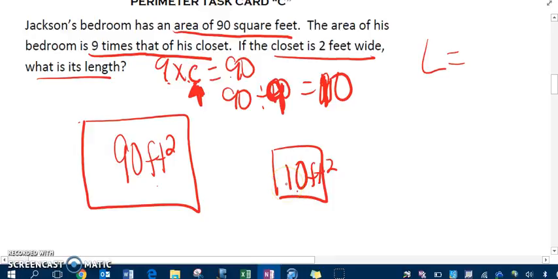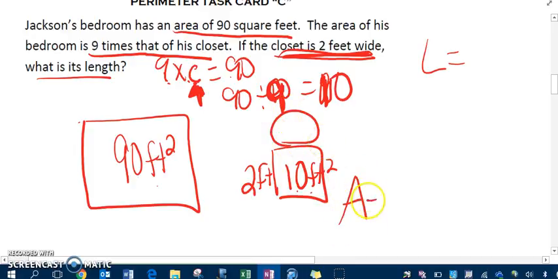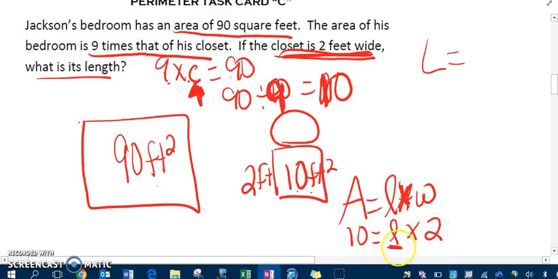Now that I know the square feet of the closet, I can use what I know about the width to find the length. So it says the width of the closet is 2 feet. Now how am I going to find the length? Well, if I know the area, I know the area formula is length times width. So I know 10 is equal to length times 2. Well, what number times 2 can give me 10? Or what is 10 divided by 2? The answer is 5. So 5 feet is the solution.